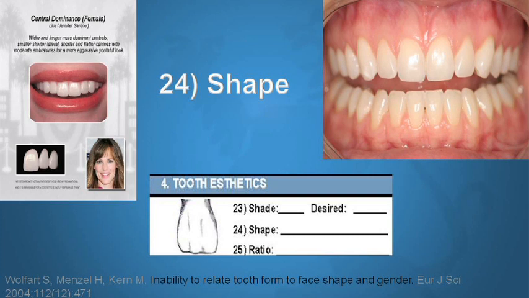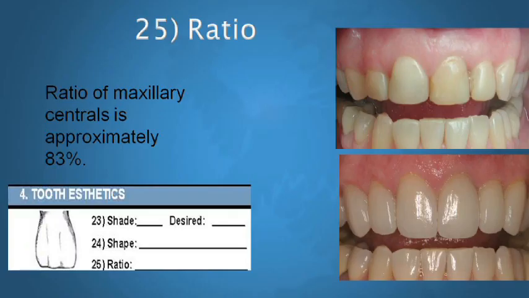We don't need to give patients too many options. We want to give them just a few options. And then finally, parameter number 25. Parameter number 25 is basically the ratio. We know that if the patient smiles and they show the entire tooth and gum, then ratio is very important.